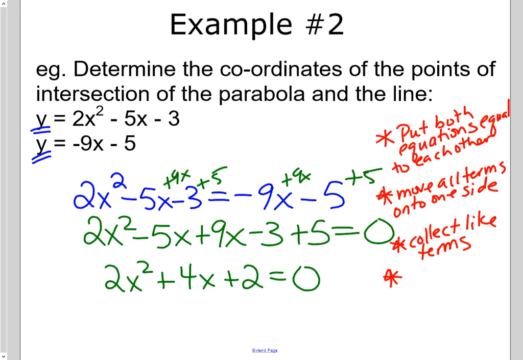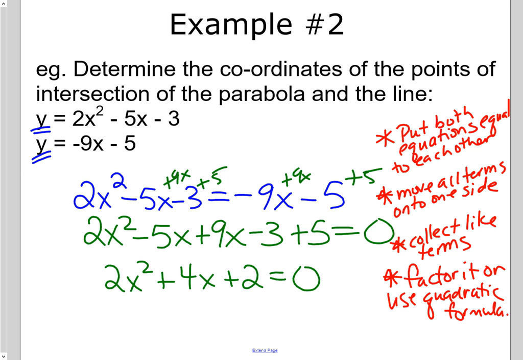And from here, we need to solve for x. So one of two things are going to happen. Either you can factor it, or you can use the quadratic formula. Your choice. All right, I'm going to go ahead and factor this, though.